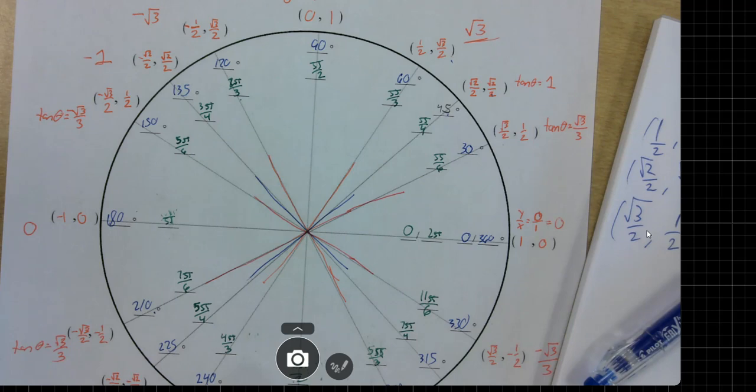Those are pi fourths. So pi fourth is 45 degrees, so going up by 45 degrees.